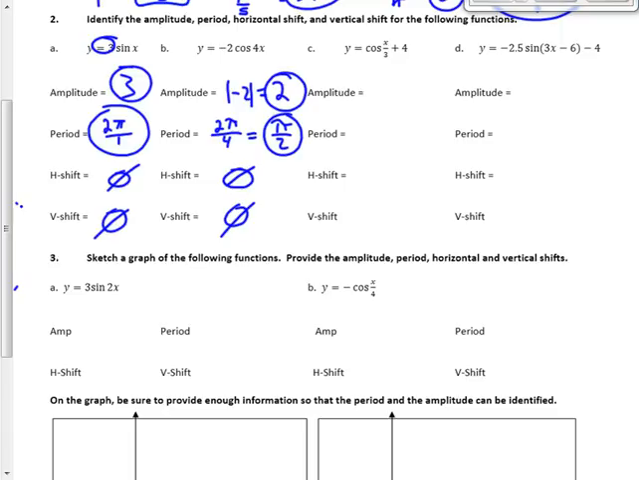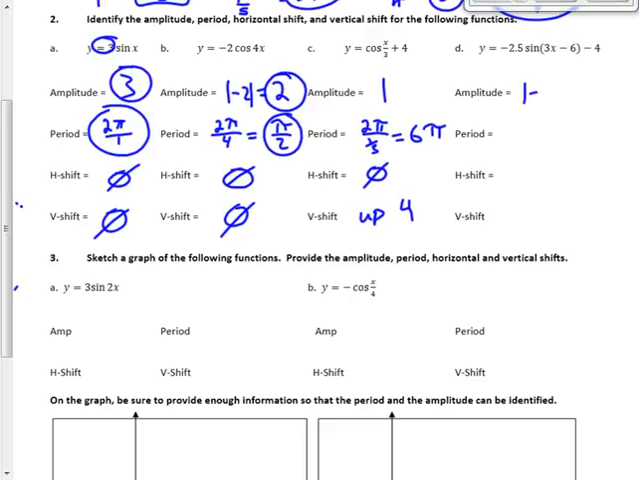For the next one, this cosine graph, the amplitude, the number in front of the cosine, is a 1. The period is 2 pi divided by 1/3. The horizontal shift, there's nothing added inside with the cosine, but there is a +4 on the outside, so the vertical shift is up 4, and you need to actually name where that's going. Don't just put +4. You need to tell me that it's actually going up 4.